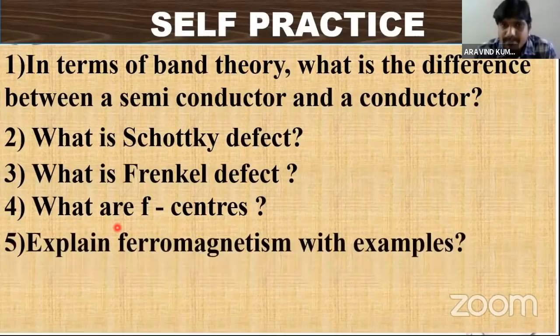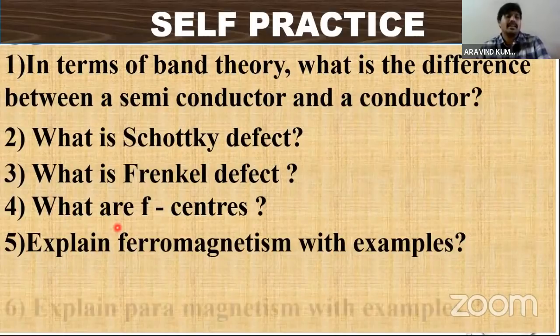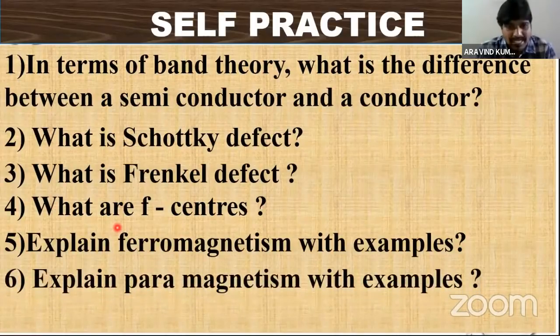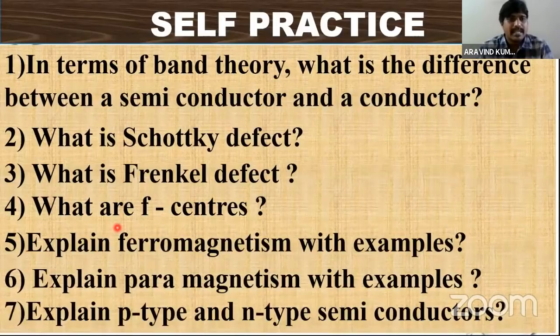Explain ferromagnetism with examples. I have given you examples and explained ferromagnetism. Next, explain paramagnetism with examples. Explain p-type semiconductors and n-type semiconductors. Once you go through all these, children, so that you can understand it, if you have any doubts, please ask your respected teachers. I've tried my level best to make you understand in a short time. You can also write in the comment box. Definitely we'll reply. Thank you, children.